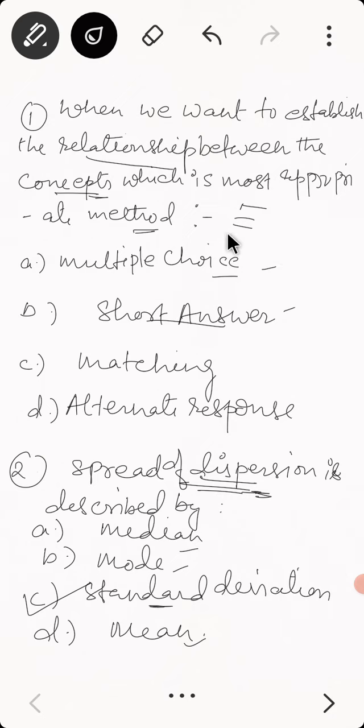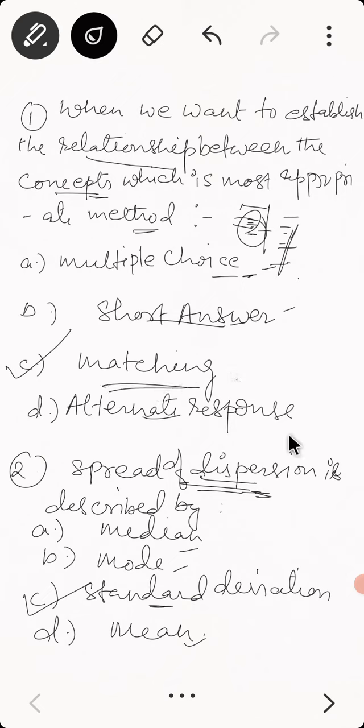Suppose like 14 principles of management. One side it's written 14 principles of management, another side written the name of so and so person. It means you need to establish the relationship between this concept and the concept on the other hand. So with the multiple choice you can do like that? No. Short answer you can do? No. Alternate option responses you can do like that? No. So the right answer for this question is matching.